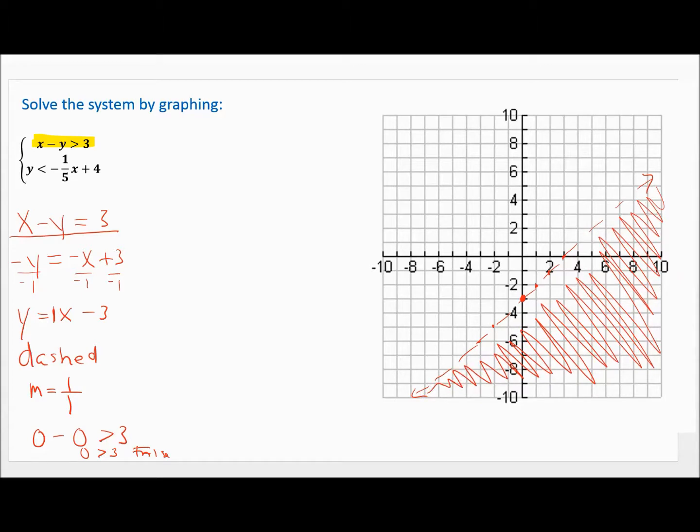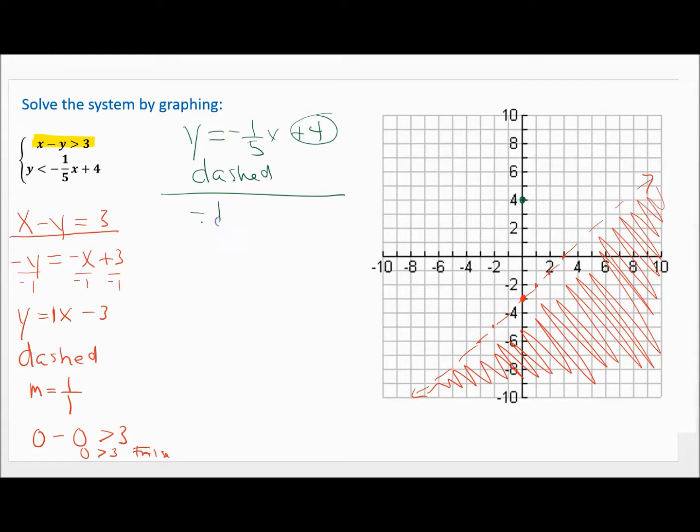Now I can change colors. And let's do green for the second equation. So I have y is equal, remember you change it to an equal to graph it, negative 1/5 x plus 4. Now, because it's a less than, there's no equal to. That means we're going to do another dashed line. Okay. Now, here's what I know about this thing. Look, it's already in y equals mx plus b. So my y-intercept is 4. So I start at 4.